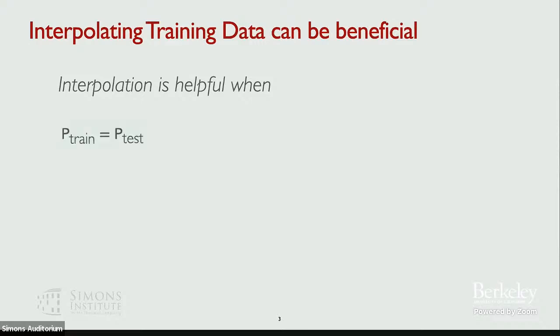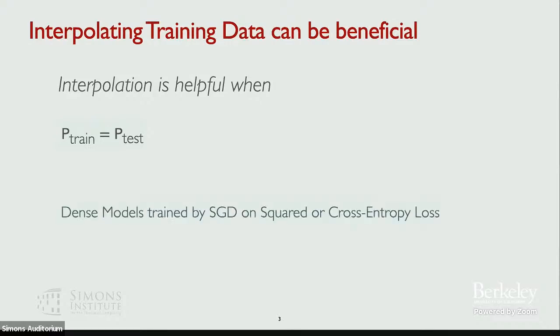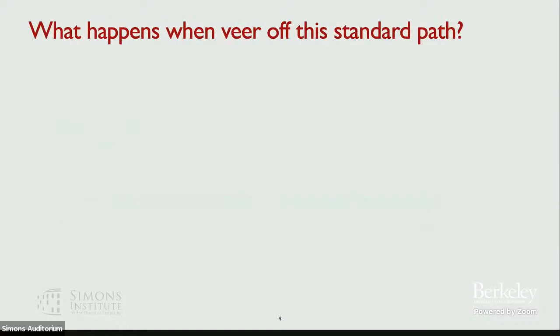However, I should point out that most of these experimental observations are in the following setting. Typically, the distribution of your training data is very well aligned with the distribution of your test data. So you have no shift between the distributions from training to test time. And secondly, you're usually looking at dense models that are trained by some gradient-based method on the squared or cross-entropy loss. So usually it's in this standard setting of machine learning where you have no shift between your train and test data, and you're training standard ResNet kind of models using SGD.